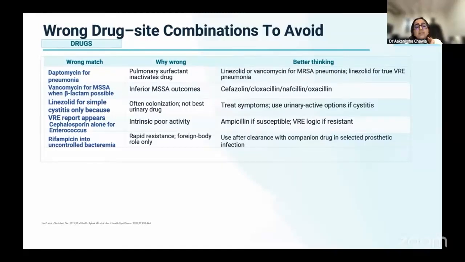If you give rifampicin in uncontrolled bacteremia, it has a risk of developing rapid resistance. So do not institute it just because you want to give a combination. It should be used with great caution when you're giving it as a combination in selected patients with prosthetic infection.